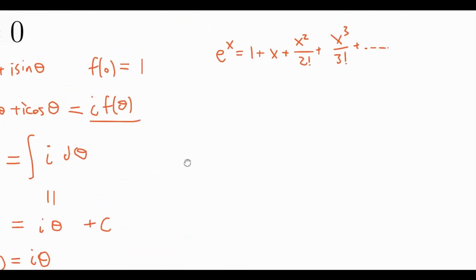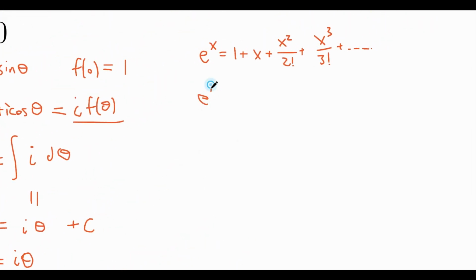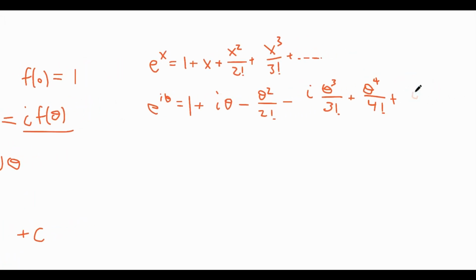So let's plug in i theta for x, and we get that e to the i theta is equal to 1 plus i theta minus, because i times i is equal to negative 1, theta squared over 2 factorial, minus i times theta cubed over 3 factorial, plus theta to the 4th over 4 factorial, plus i theta to the 5th over 5 factorial, etc.